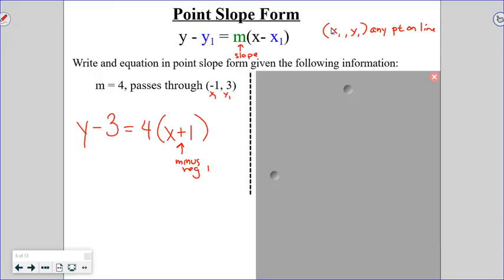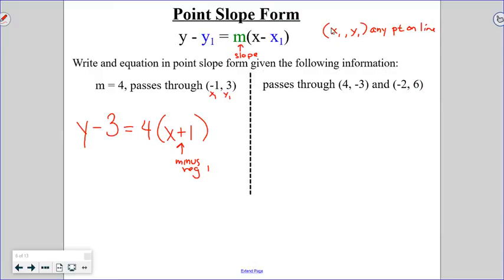You could also be given, instead of the slope, any 2 points on the line. And this means we have 1 step of work to do ahead of just plugging things into the correct place in our equation. First you must find the slope.